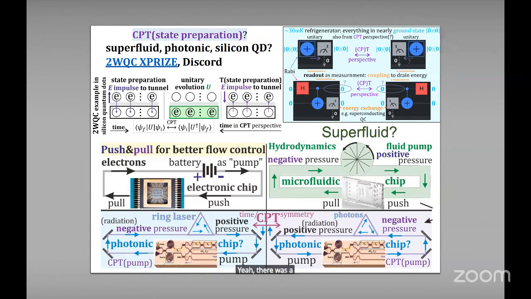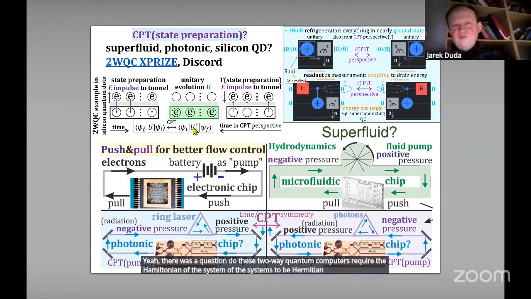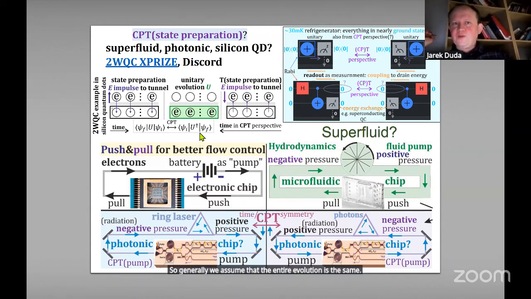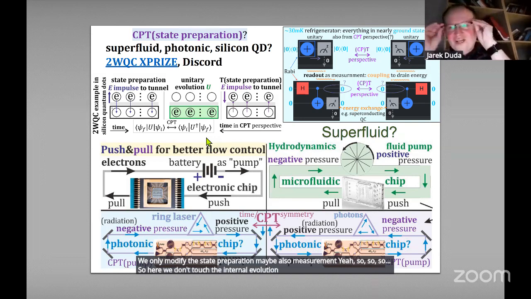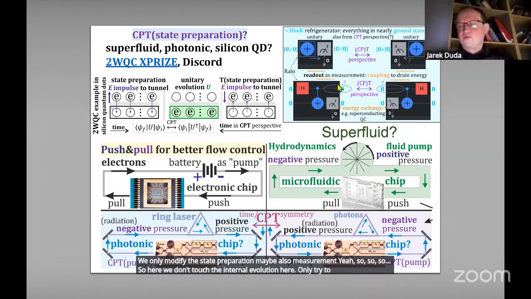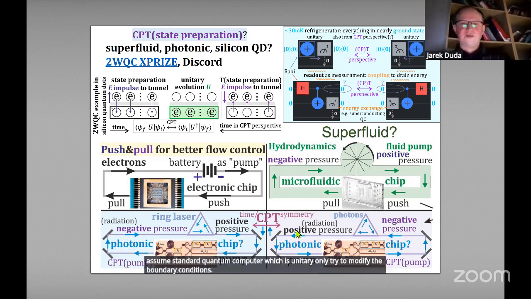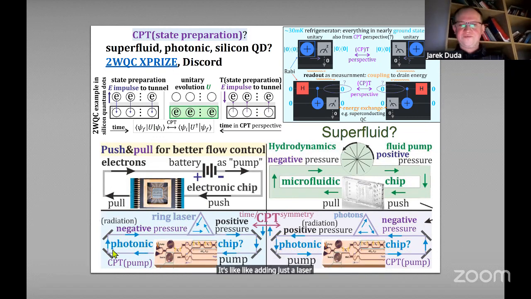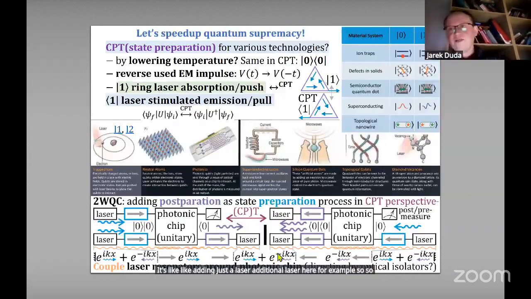There was a question: do these two-way quantum computers require the Hamiltonian of the system to be Hermitian? Generally, we assume that the unitary evolution is the same. We only modify the state preparation, maybe also measurement. So here we don't touch the unitary evolution. We can assume a standard quantum computer, which is unitary, and only try to modify the boundary conditions. It's like adding this additional laser here, for example. Everything else is the same.